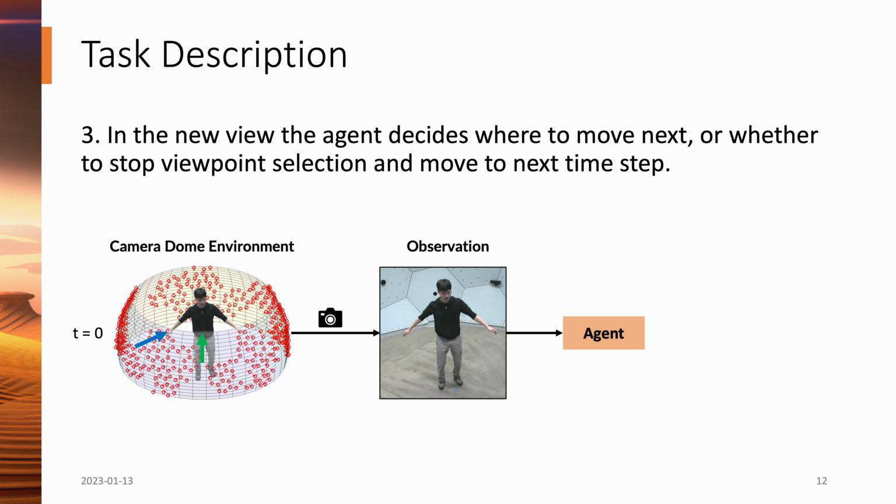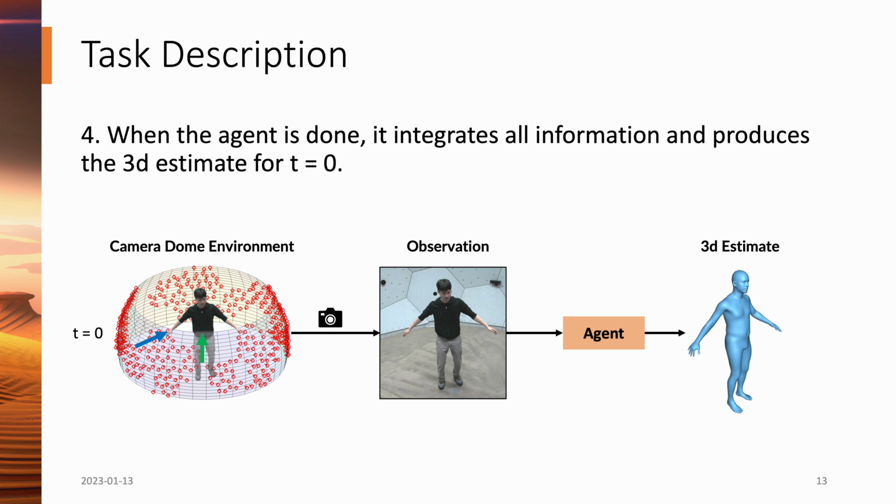The move action is applied to the environment, and the agent is now given the new viewpoint as input. Using this observation, it must again decide if it has acquired enough information or if it should terminate the viewpoint selection for this time step and move on. Let's assume the agent decided it has observed the scene sufficiently and it selects a done action. It should then integrate all views for that time step and produce a 3D estimate of the people in the scene.